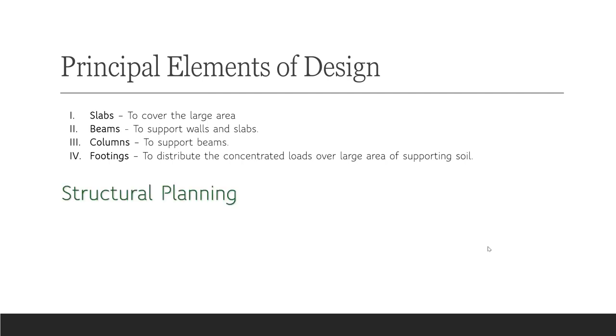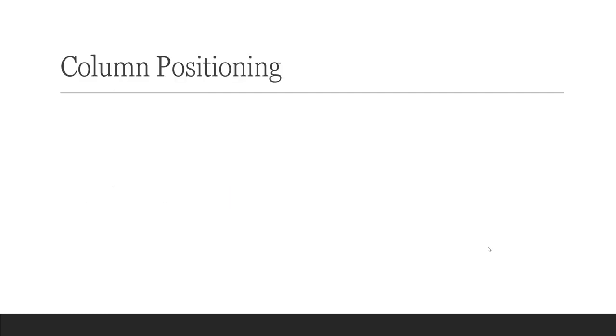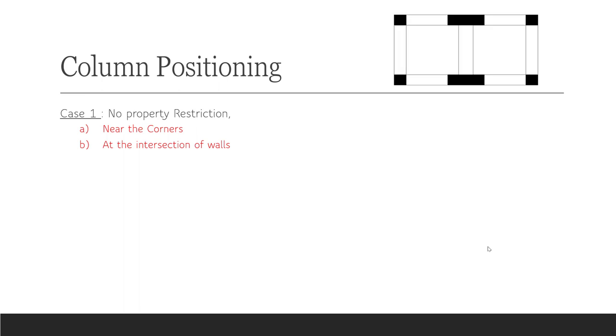I have already discussed a little about structural planning. This includes column positioning and orientation, beam positioning, spanning of slabs, planning of stairs, and selection of footing type. So let's start with column positioning. Generally, walls are supported over beams, and the primary function of column is to support those beams. So as far as possible, column should be placed at or near the corners or at the intersection of walls.